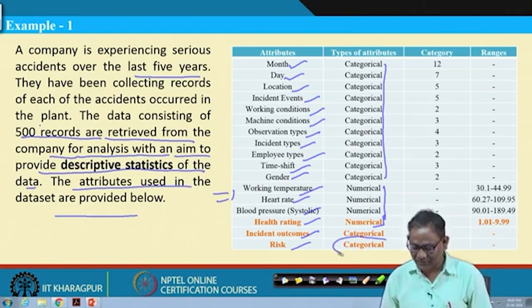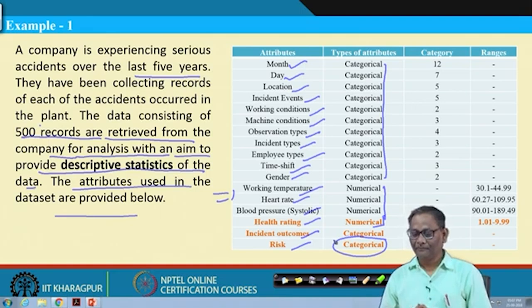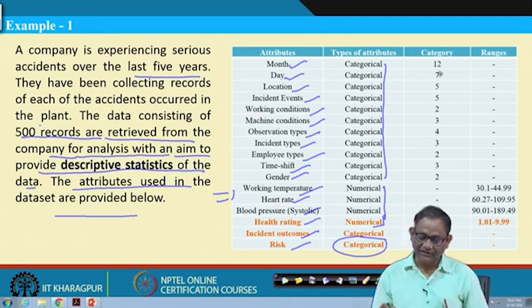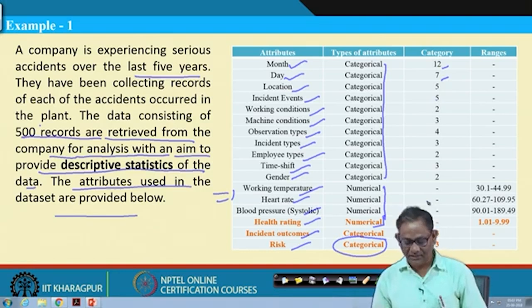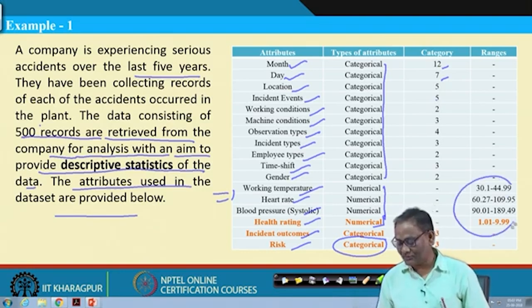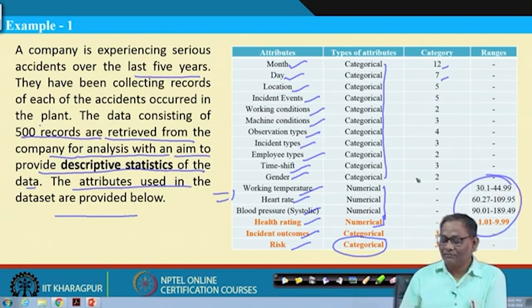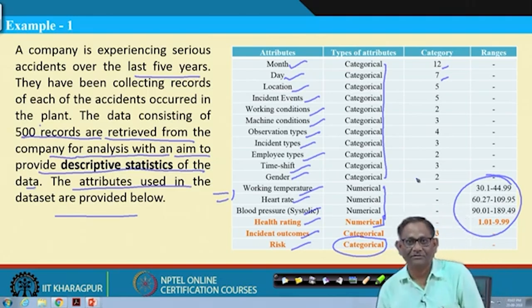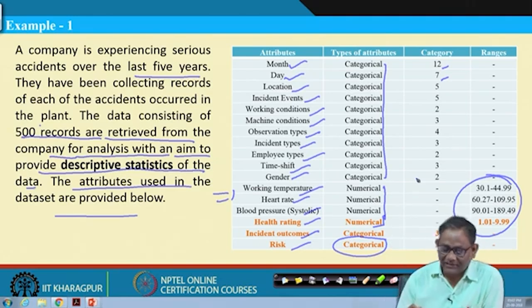Okay, this is also categorical in nature. So how many categories are there? In month 12 categories, day 7 categories, like different categories are there. And for the numerical variables, you will get range values, from the minimum to the maximum value. Okay. Suppose you have collected, that means what happened?